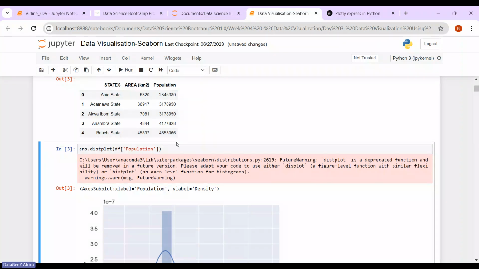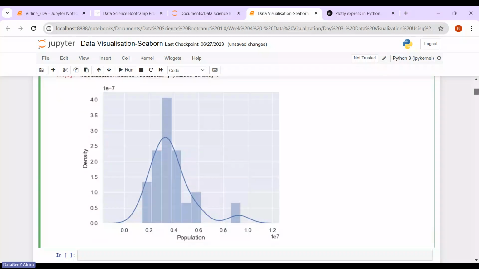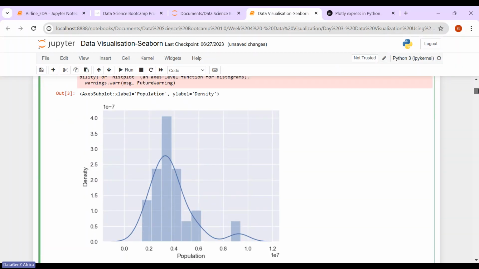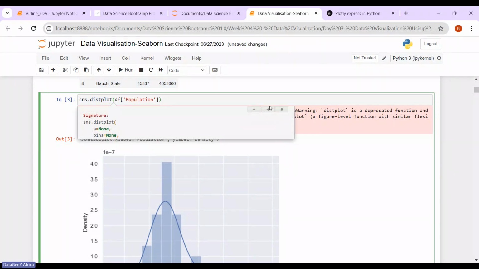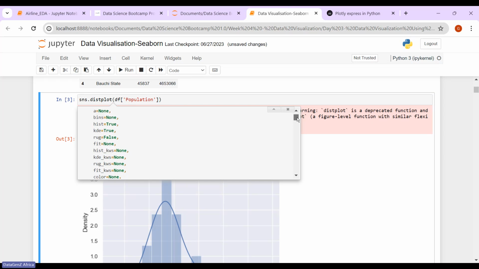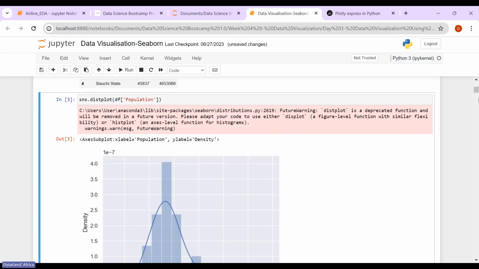So for a dist plot, Seaborn has a distplot function where you can plot the distribution across a numerical column. For example, maybe you're having prices, you're having population, you want to see the distribution of that particular column. If you want to read further, you could just go down and read further about this function. It says that it's a flexible plot of a univariate distribution of observations. So it shows you the way your data is actually distributed.